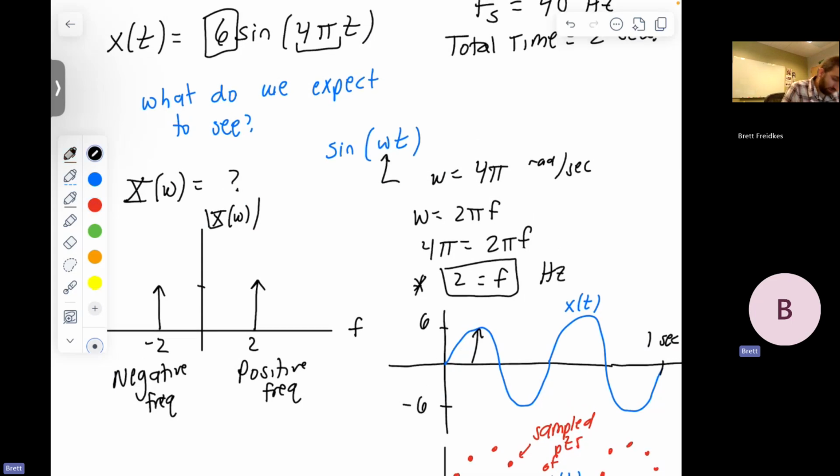Now the heights, when I say the heights, it's kind of a misnomer because the Dirac delta functions have infinite height, but rather the area underneath each of these curves will be 3 each because of the fact that we split that amplitude of 6 to both positive and negative frequencies. This is what we call a two-sided spectrum because we have 2 sides. We have the positive side and the negative side. This is what we expect to see.